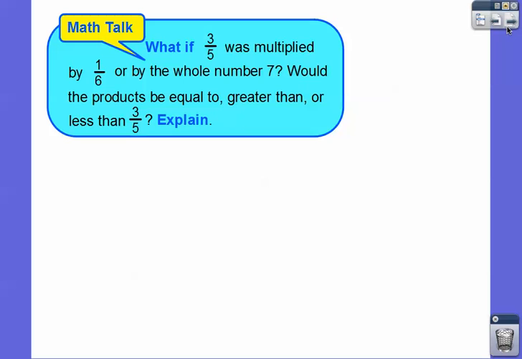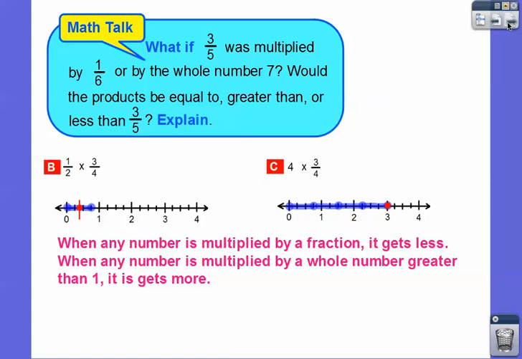Hey, what if we had 3/5 and it was multiplied by 1/6? Or if we multiplied 3/5 by 7, would the products be equal to, greater than, or less than 3/5? Well, since 1/6 is less than 1, it's going to be less than that. Remember, when we multiplied two fractions together, it gave us a number that was less than what we started with. So 3/5 times 1/6 is going to be less than 3/5. What is it? We'll talk about that in the next lesson.